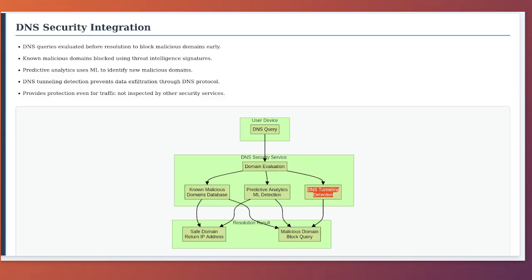When a domain is determined to be safe, the DNS response returns the resolved IP address and the connection proceeds normally. When a domain is malicious or suspicious, the query is blocked and the user sees a blocked page or connection failure. Domain name system security provides protection even for traffic that isn't inspected through other security services. This makes it an effective catch-all layer that complements your other security controls.